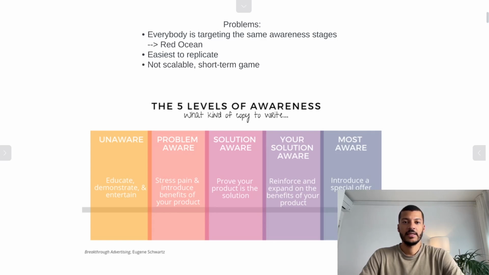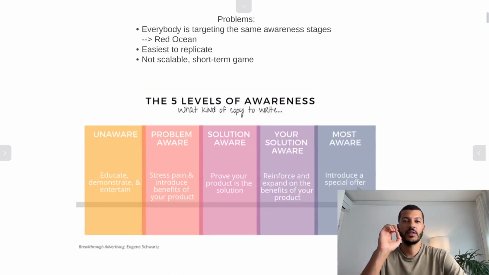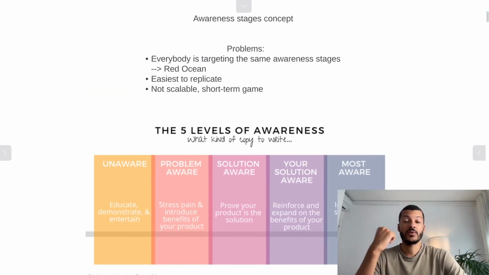Because the thing is, if you're following what everybody else is doing, especially in your niche, you're essentially in full deep red ocean, right? Which means everybody's targeting the same awareness stage. And this is the main concept of this video, right? I want to understand what those awareness stages are and what it means for our creative production.